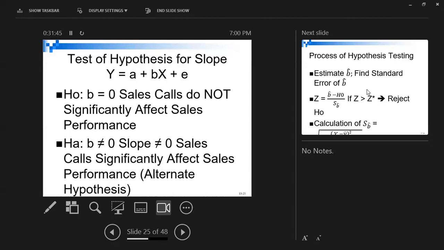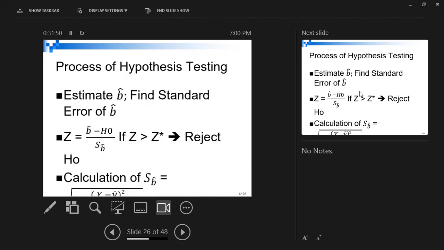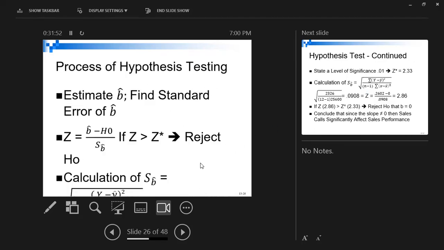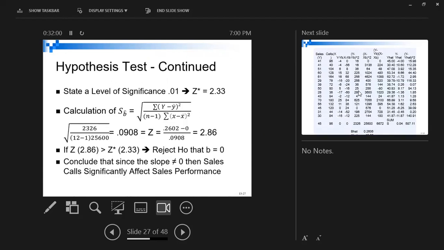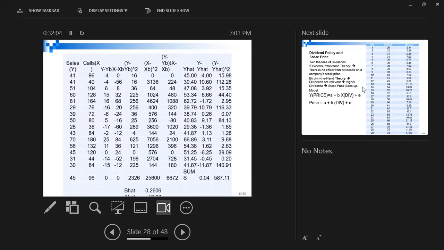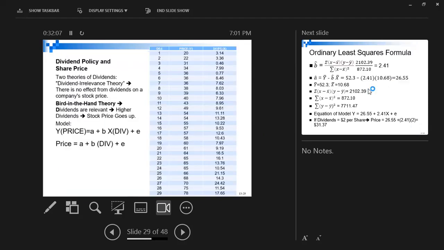Now, we went through a test of hypothesis, and we also showed how to calculate the standard error of B. Okay. We went through that. We calculated Z. This is the spreadsheet. And then we provided some other examples where, for example, this is the dividend model.